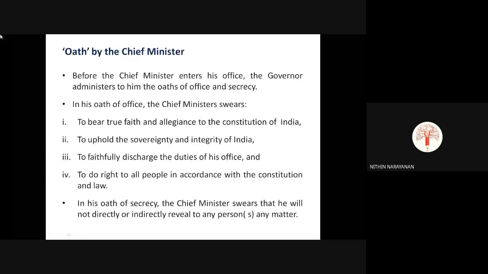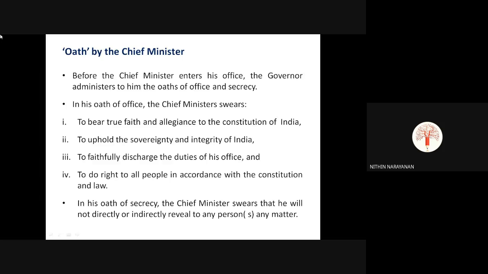oath by the chief minister. Like any other executive members of the union or in the state, the chief minister also has to take an oath. Every minister has to take an oath. I think every member of the legislative assembly has to take an oath. So before the chief minister enters his office, the governor administers to him the oaths of office and secrecy.